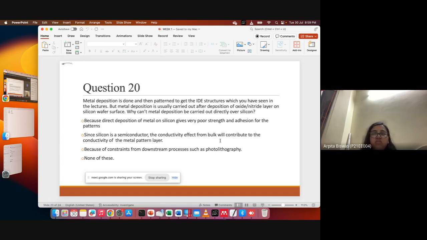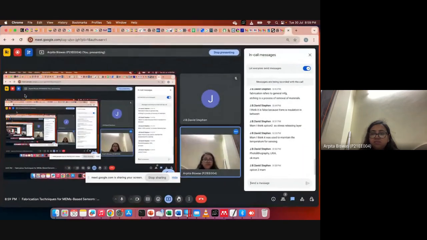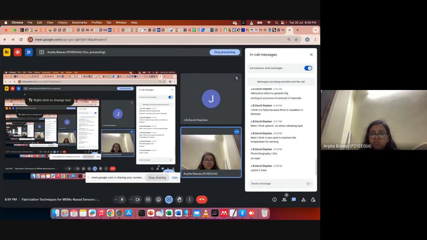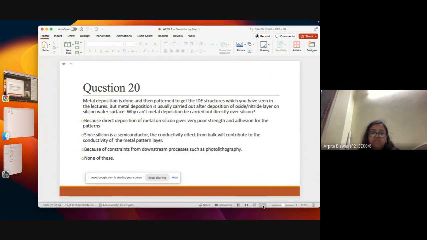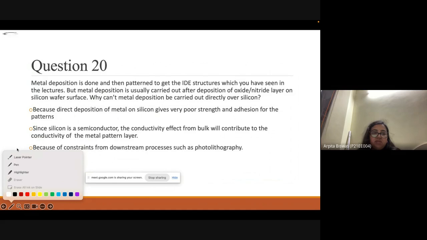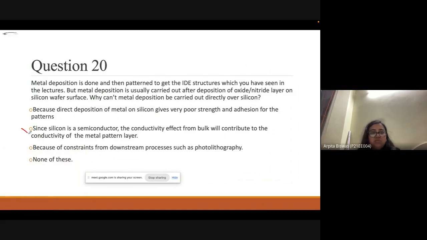So this is the last question. Please try to give the answer. Option 2. Yes. So the right answer is option 2. Since silicon is a semiconductor, the conductivity effect from bulk will contribute to the conductivity of the metal pattern layer. Okay. So today we are stopping here.